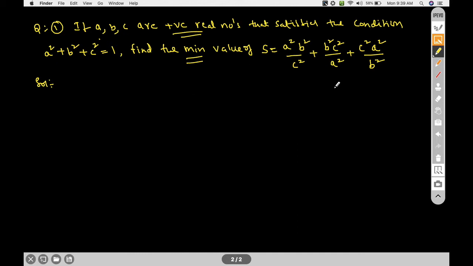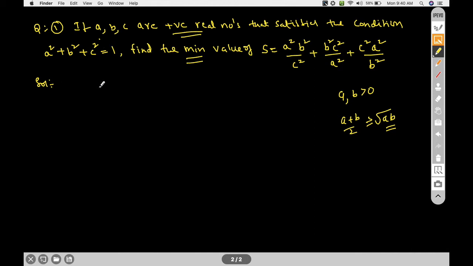One more thing: when you use AM is greater than or equal to GM for two positive numbers A, B, the arithmetic mean A plus B by 2 is greater than or equal to square root of AB. So if the sum is constant, we can find the maximum value of the product. If the product is constant, we can find the minimum value of the sum. This is one important thing.